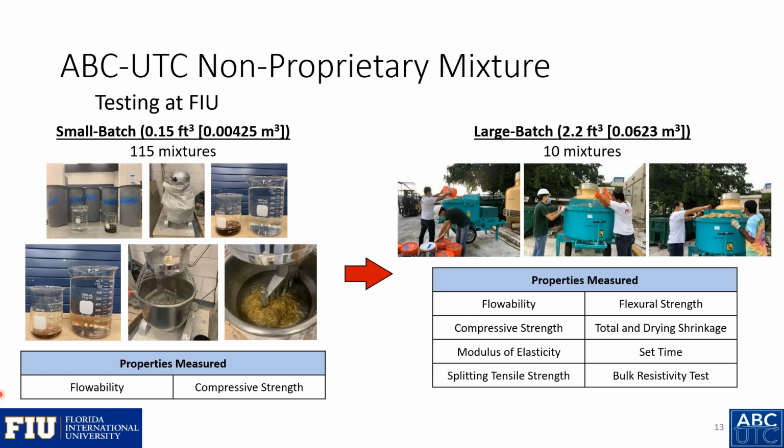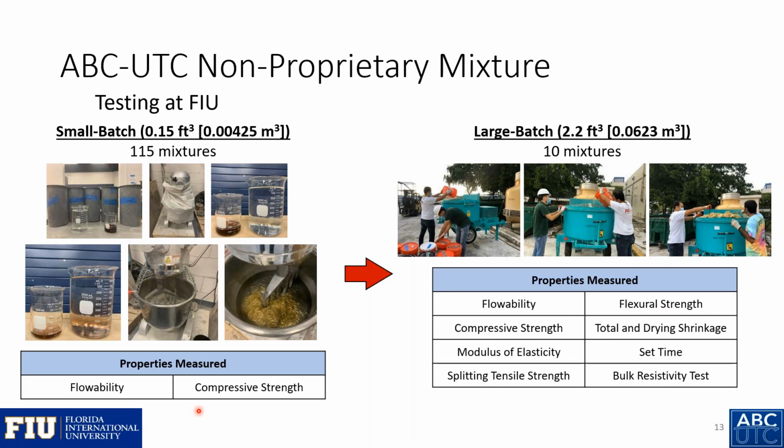At FIU, we mainly did material tests. So we did some small batch mixes using just a bread mixer. So 115 different mixes here, looking at the flowability and the compressive strength. And then we did 10 larger batches using the vertical shaft mixer that Dr. Floyd mentioned with a 2.2 cubic foot capacity, where we did more material tests there.